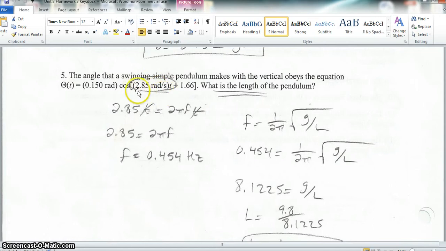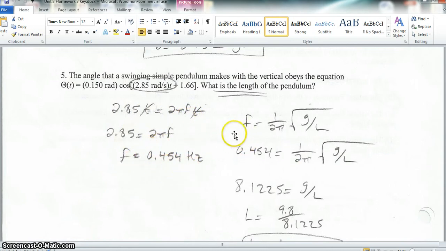And I can choose that part of the function to be either omega times t, or 2 pi times the frequency times t, which is what I did, or 2 pi divided by the period times t, which is another option as well. But anyway, I chose the interior of this function here to be 2 pi times the frequency. And then that way 2.85 equals 2 pi times the frequency. That allows me to find the frequency, about 0.454.